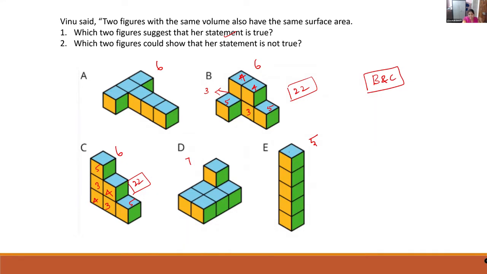Yes, teachers? And which two figures could show that the statement is not true? Not true means same volume, different surface area, or same surface area, different volume. So for that, we can choose A and D, right? A and D have different volume and different surface area also. Isn't it, teachers? Yes, ma'am. Is it interesting? How do you feel, children?